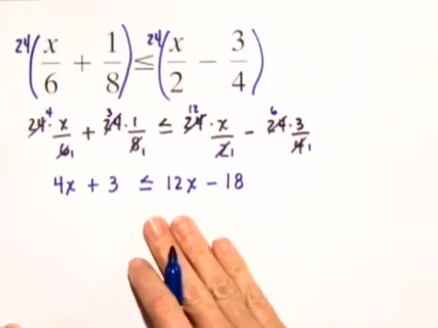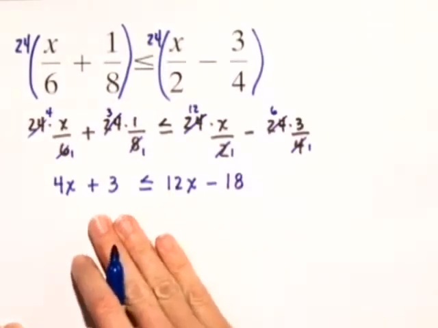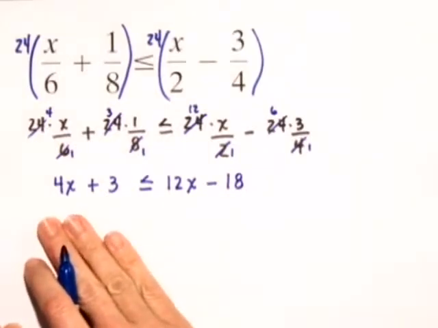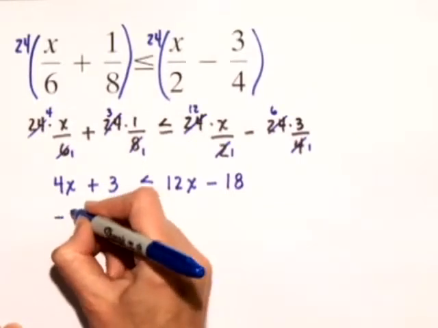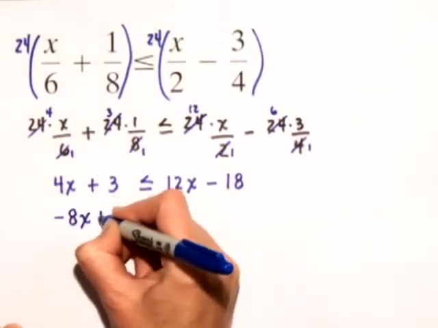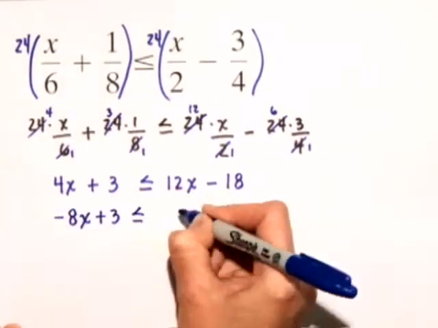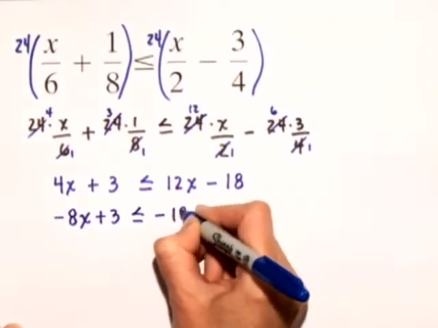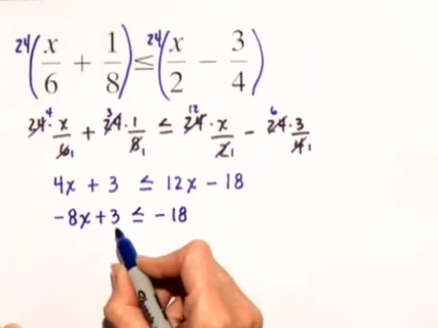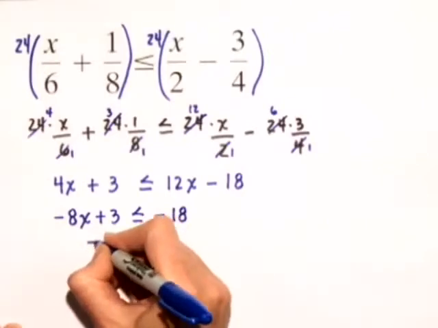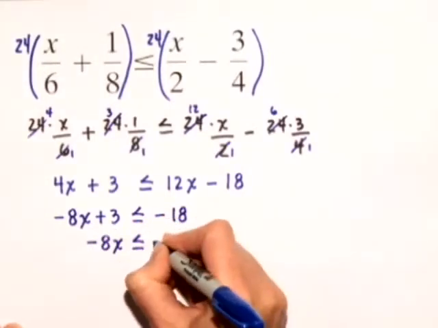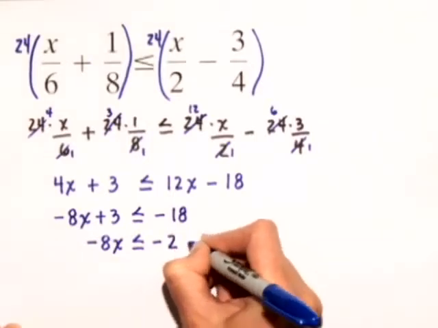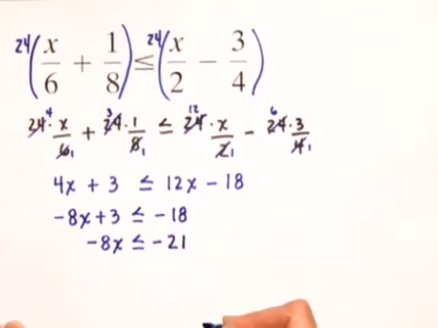Now we have an inequality to solve that does not involve fractions. So let's move the x terms over to the left-hand side by subtracting 12x from both sides. When we do that, we'll have negative 8x plus 3 is less than or equal to negative 18. And now let's subtract 3 from both sides, and we'll have negative 8x is less than or equal to negative 18 minus 3 gives us negative 21.